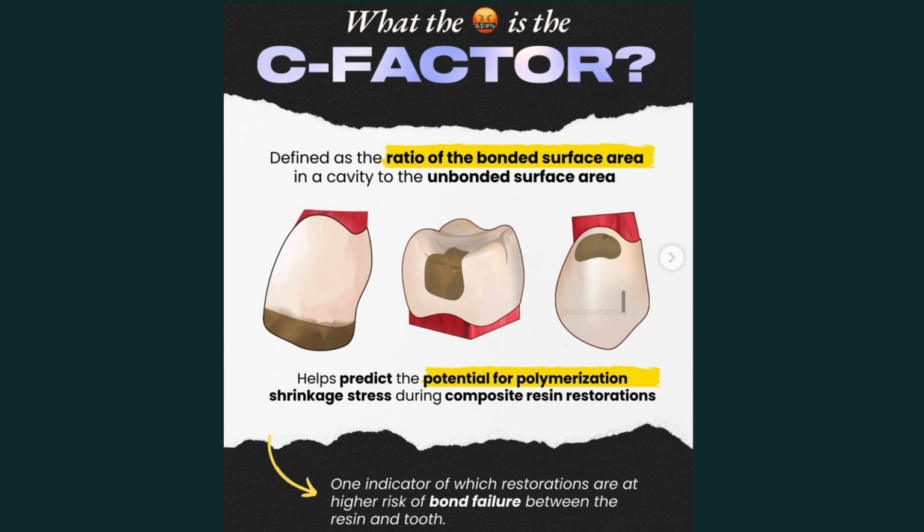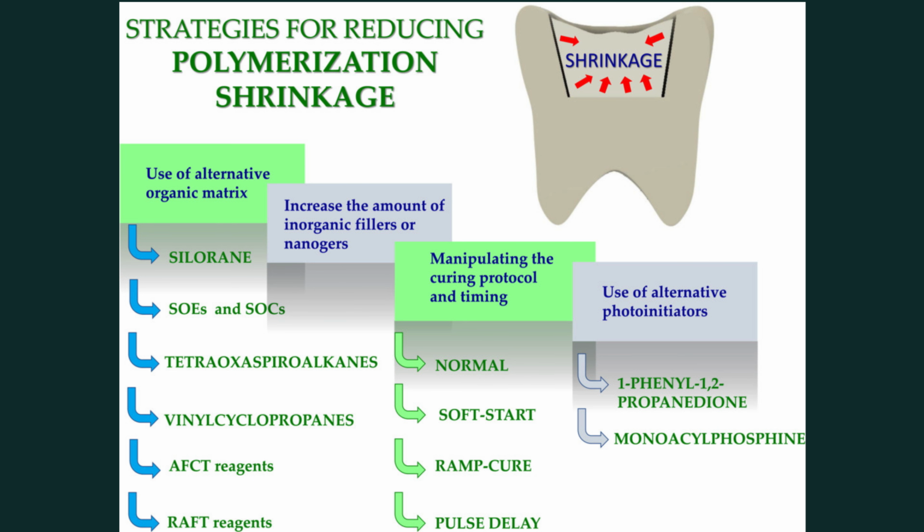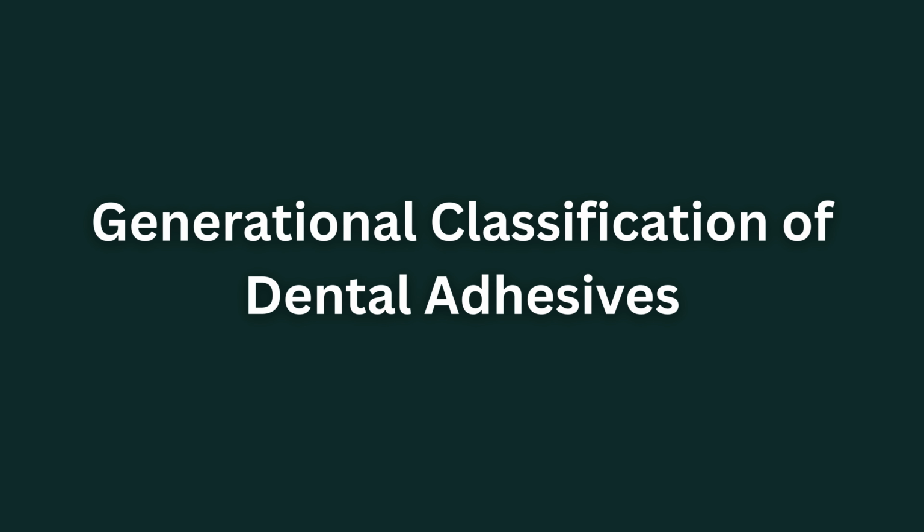These stresses depend on the configuration factor, C factor, defined as the ratio of bonded surfaces to unbonded surfaces in a cavity. High C factor cavities, e.g., Class 1 restorations, produce greater contraction stress and increased risk of interfacial failure and microleakage. Generational classification of dental adhesives.